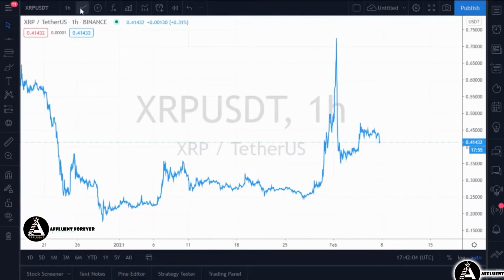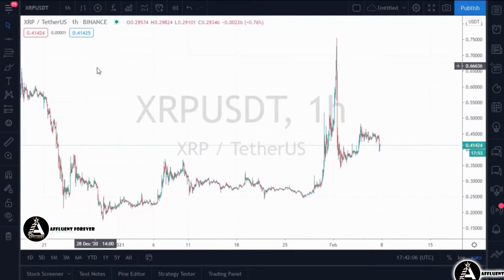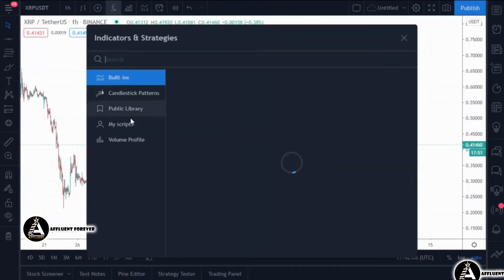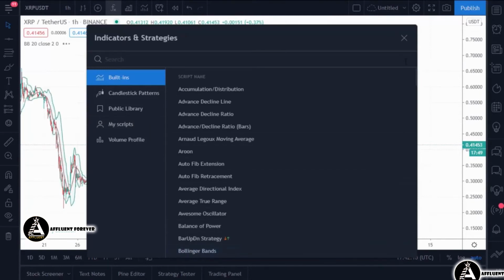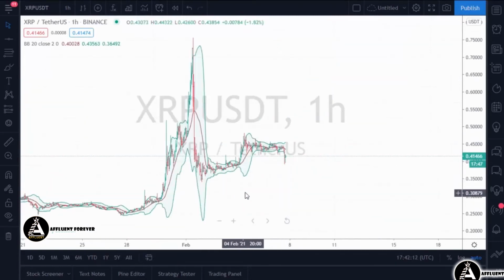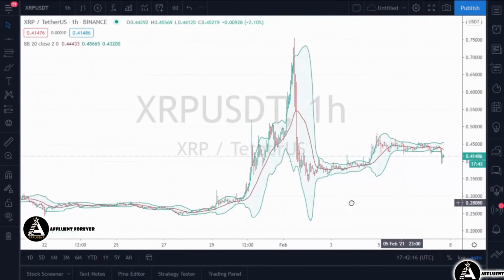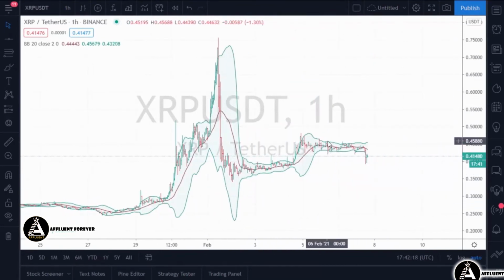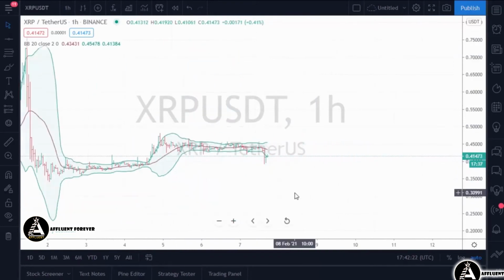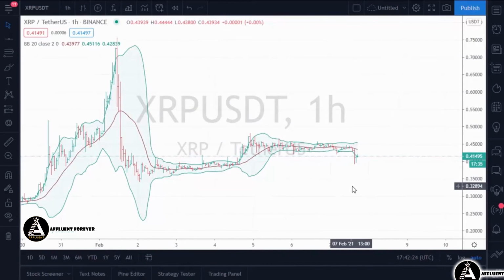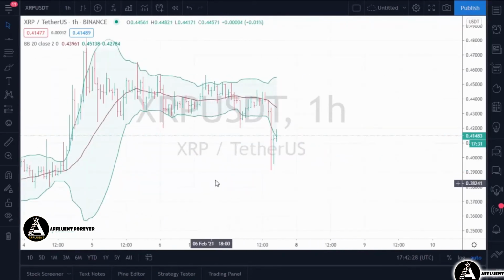So let's go ahead and take a look at Ripple. And let's put Bollinger Bands on this. See how wild it can get? That's because the market is wild, and now we have calmed back down. A lot of times that's a news-driven event. So that's something to keep in mind as well. You can trade inside the bands.